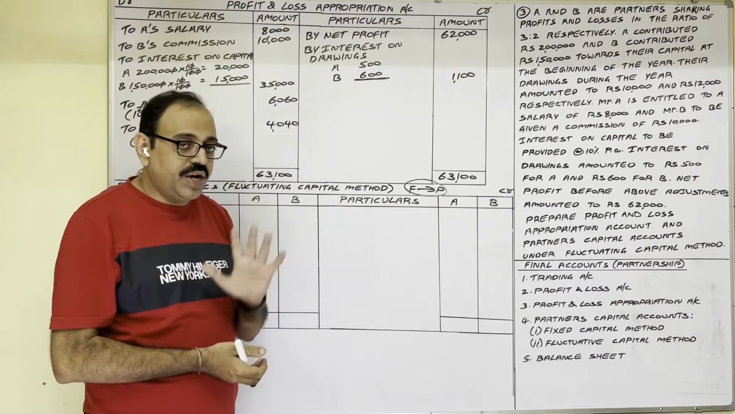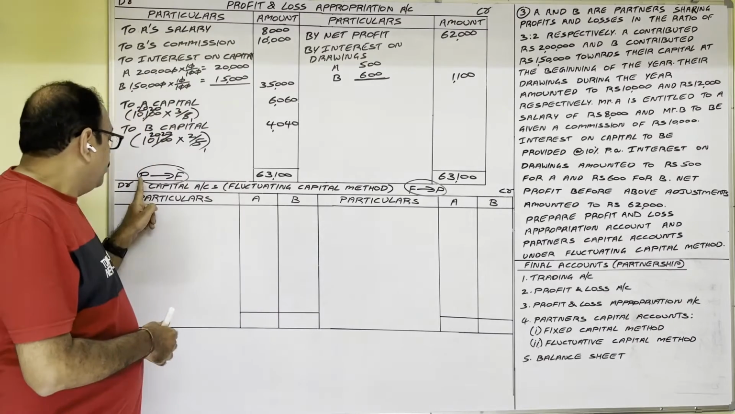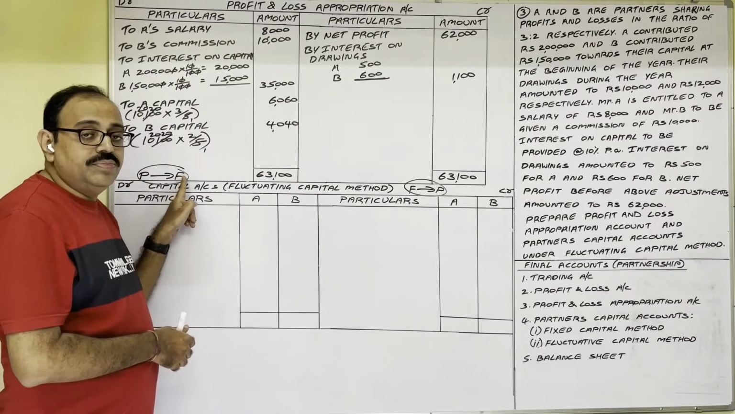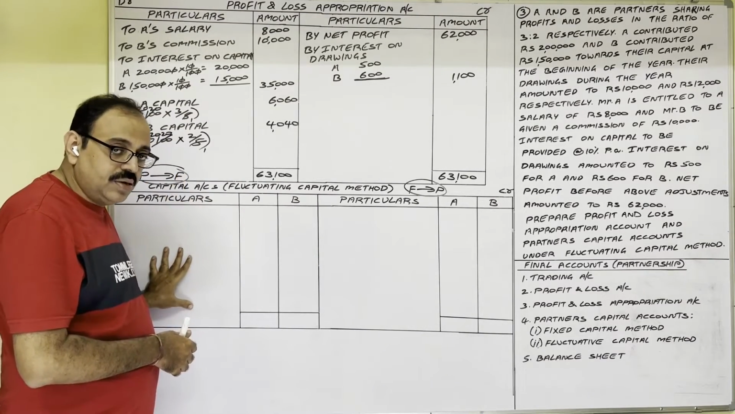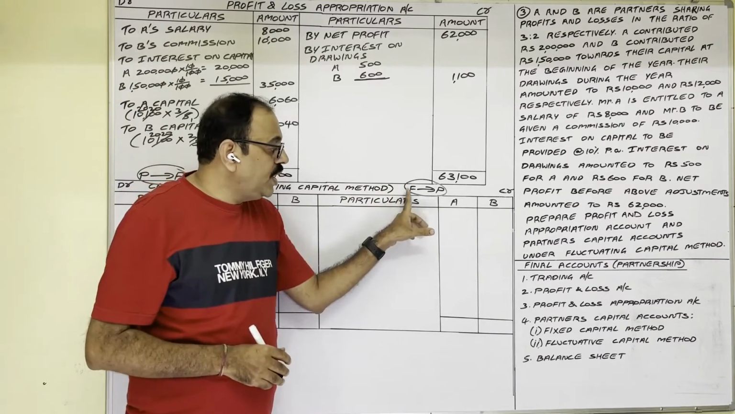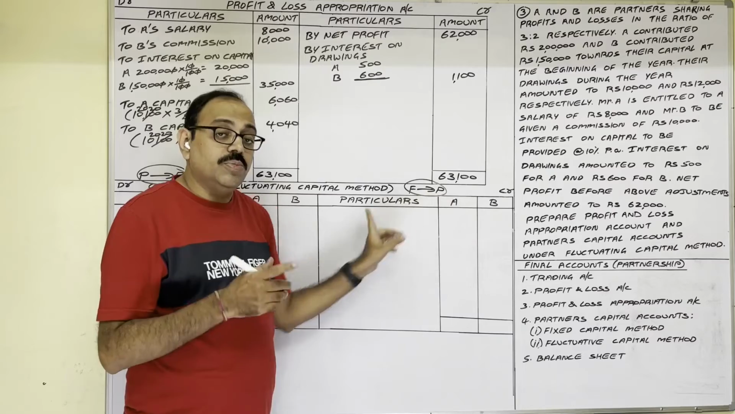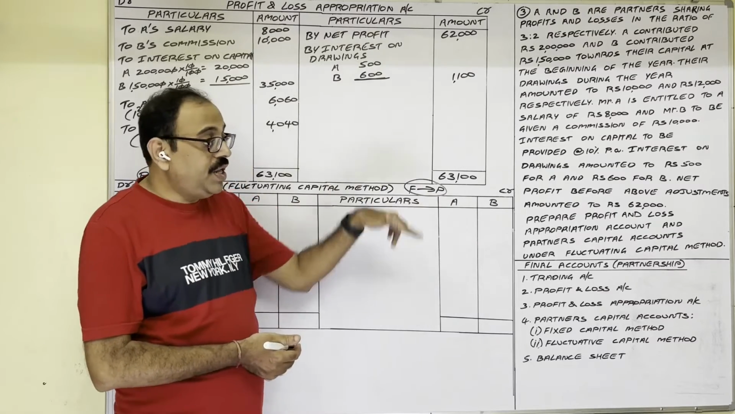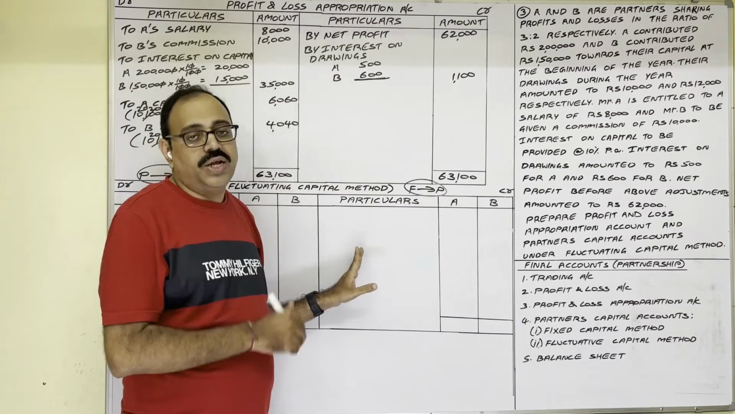So be clear with this point, with this hint. At the time of retirement, the partner should return to the firm, all those amounts debit side. At the time of retirement, the firm should return the amount to the partner, all those amounts credit side. When I explain the points, this point will be more clear to you.